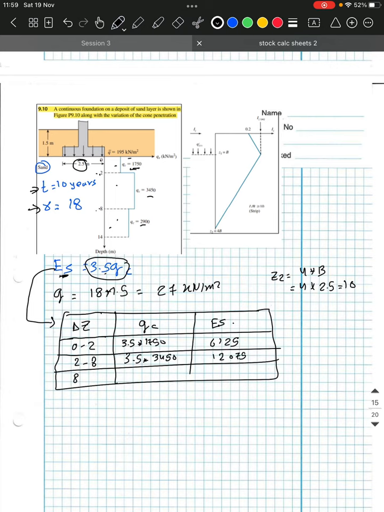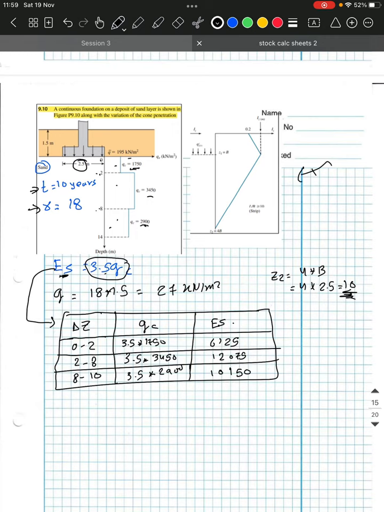Now from 8 to the depth of my zone of influence, which is 10, because whatever is under that is out of my concern. The zone of influence is the foundation's zone of influence, so whatever is under it doesn't affect my design. So it's 3.5 again, multiplied by 2,900, which is the number for the third zone, equals 10,150.